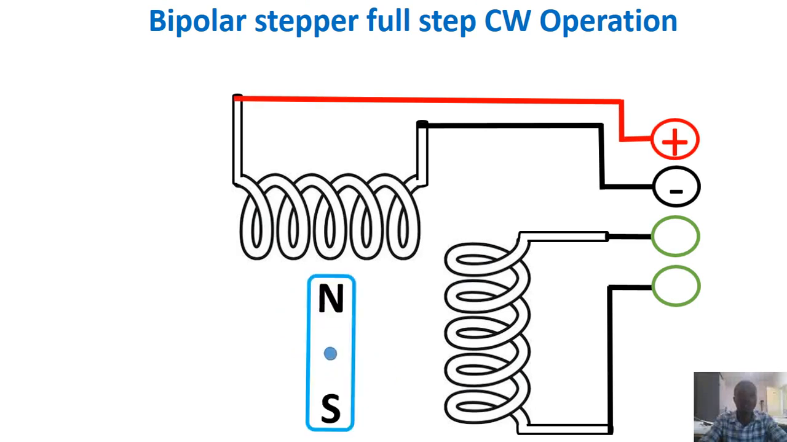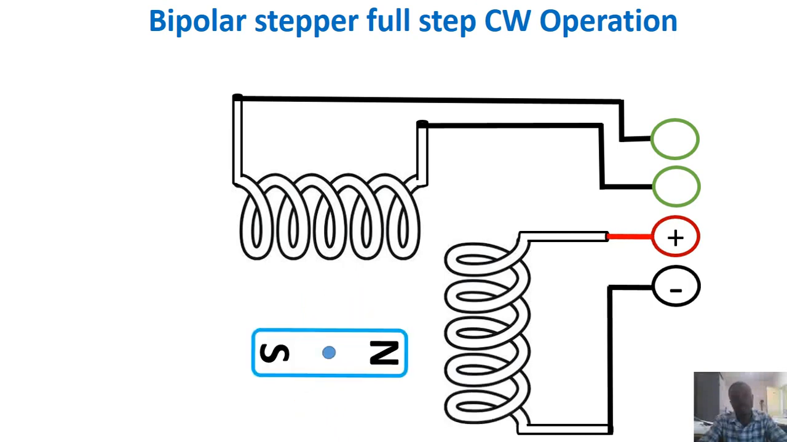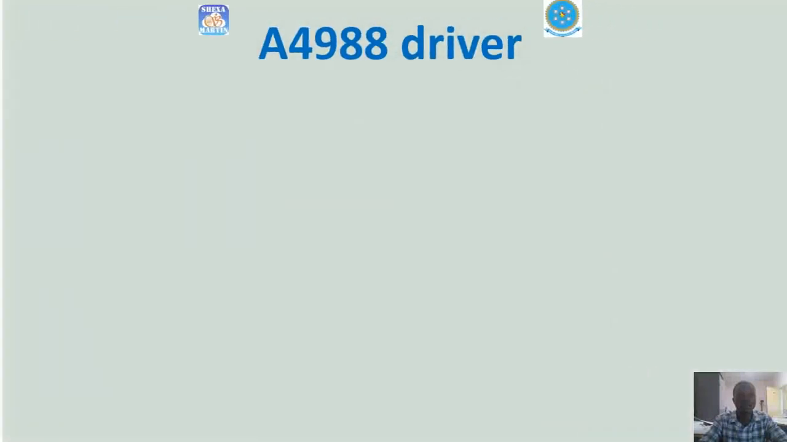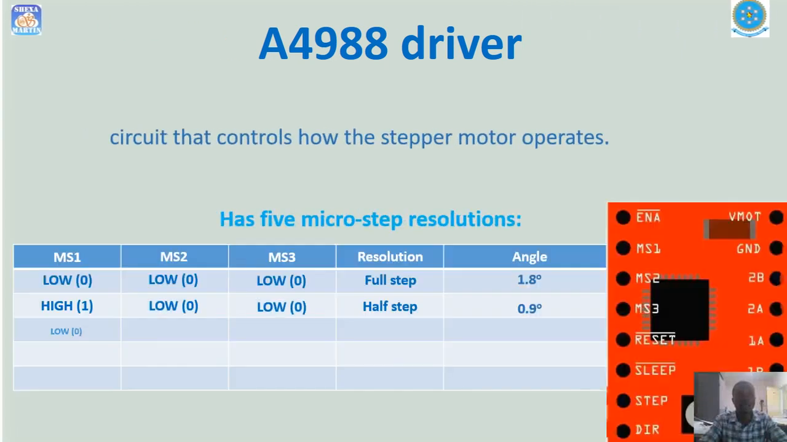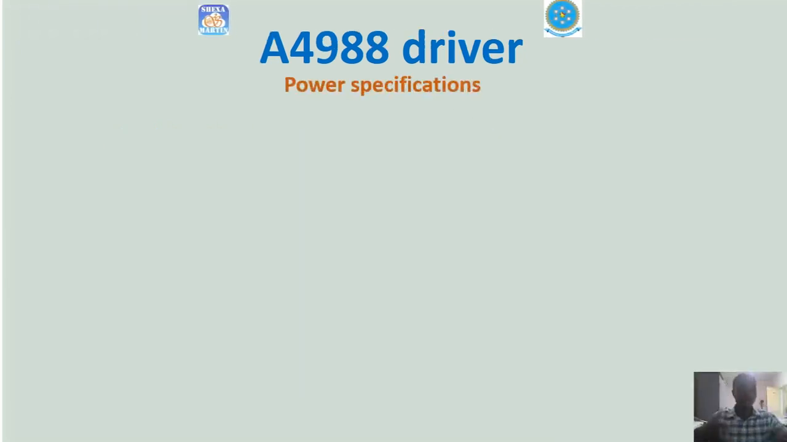And then here is how a bipolar stepper motor operates. If you power one of the coils in that way, then the magnet's north pole is attracted to that coil, and that way it rotates one step in the clockwise direction. And then here is the A4988 driver, and so forth. It runs like that. Right, so that's it.